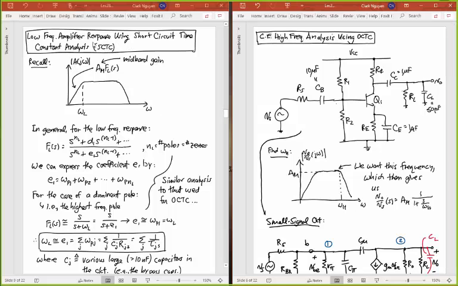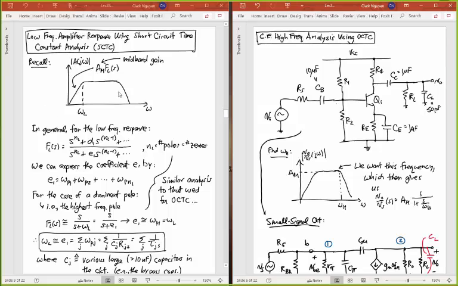The technique for doing that is short circuit time constant analysis. For high frequency, we have open circuit time constant analysis. In this case, we have what's called short circuit time constant analysis. And it's obvious why we're going to do that: we're going to short the capacitors. But the capacitors we're going to care about now are these big capacitors, C_B, C_C, C_E. This is what causes this roll-off to low frequencies.